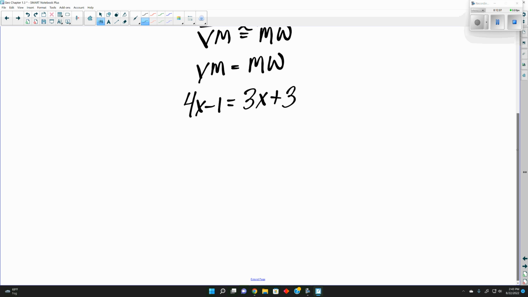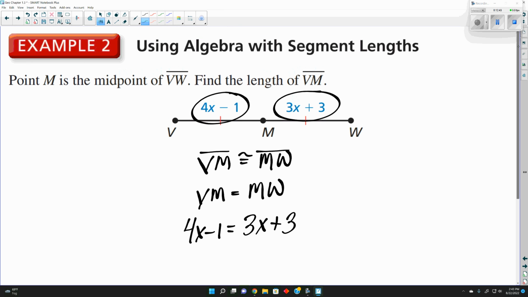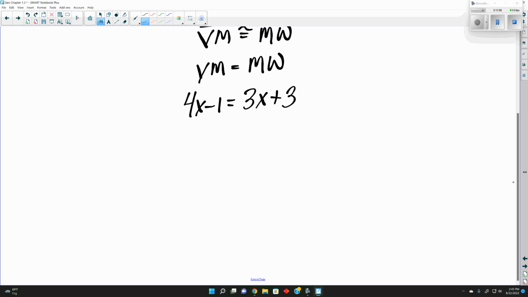So, this point here, we just want to get the value of x. We want to find out what x is. Now, the whole point of this here, because again, we want to find what? The length of VM. We want to find this length, yes? If I know what x is, I can plug it back in, and we can find this length. That's the whole goal. So we got all the way to this here. Now we need to get x by itself.